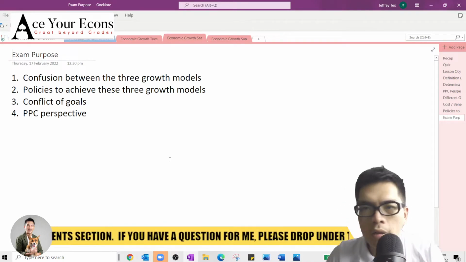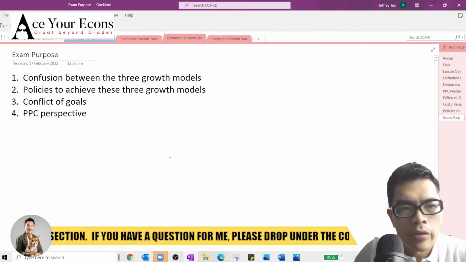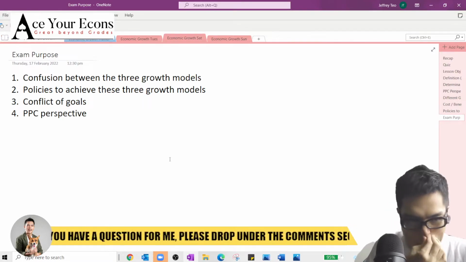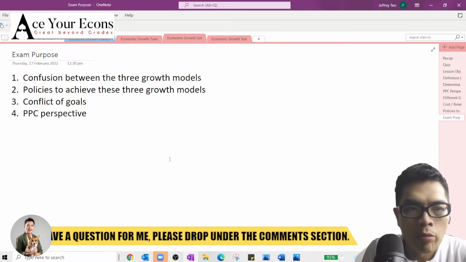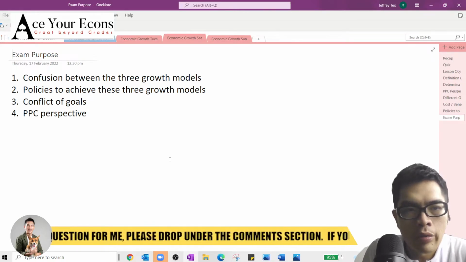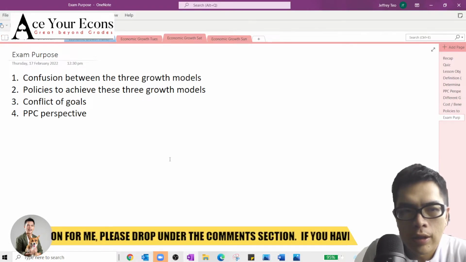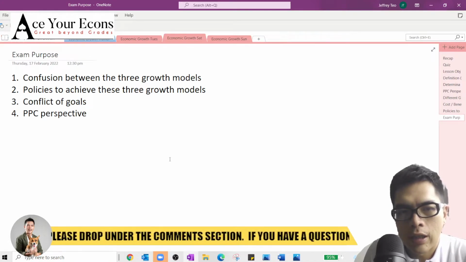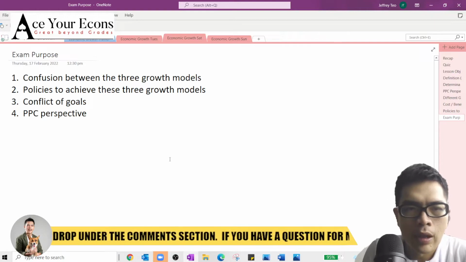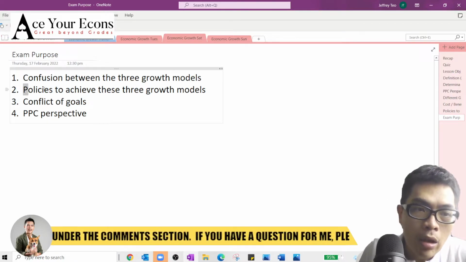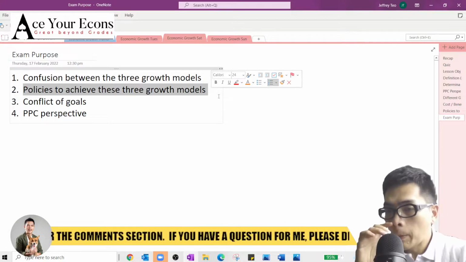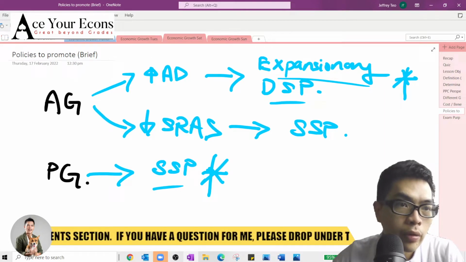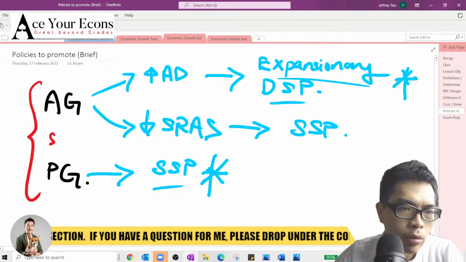So I'm going to quickly wrap up. A few things to note. For exam purpose, most candidates often confuse between the three growth models. So make sure you know what the question is asking. If the question is asking you about sustain, actual and potential. If the question is asking about inclusive or sustainable, there should be a third element. And because there's a third element, you realize that the policies that I mentioned earlier on are used to promote actual growth. Sorry, they are used to promote sustained growth.